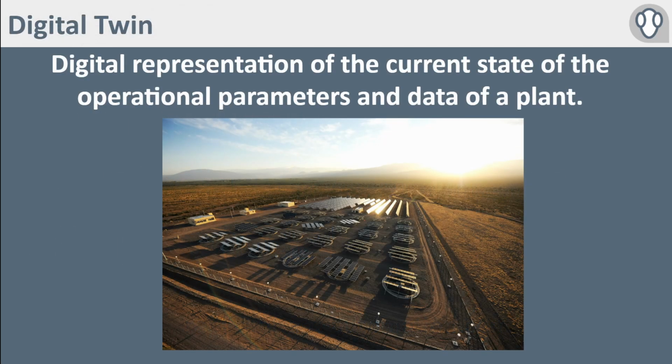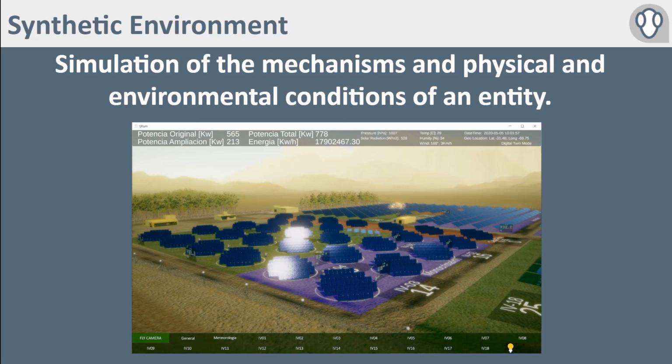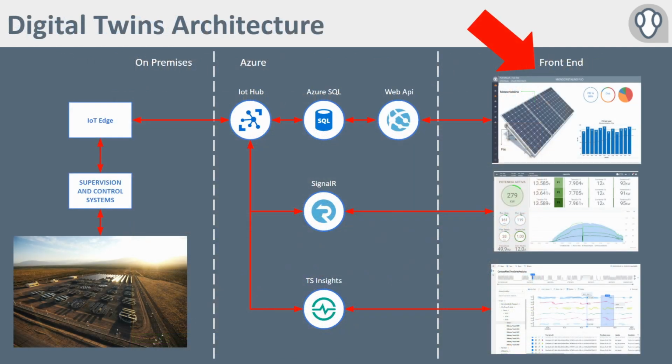To show my point, I'll say that a digital twin is a digital representation of the current state of the operational parameters and data of a physical entity, which in this case is a solar plant. On the other hand, a synthetic environment is a simulation closely mimicking real mechanisms and the physical and environmental conditions of this entity. Digital twins have physical twin counterparts.